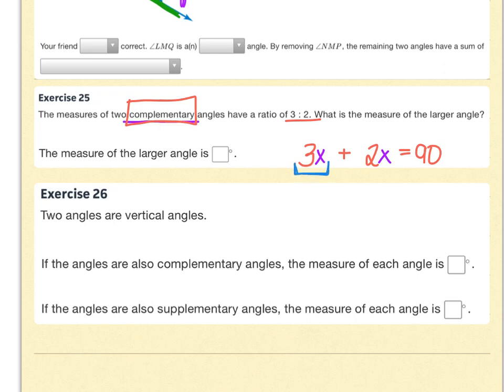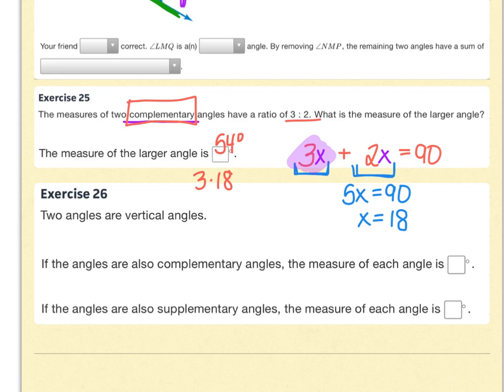And so if we combine our like terms, 3x and 2x makes 5x. And 90 divided by 5 is 18. So x has to be 18. But it does say what's the measure of the larger angle. It doesn't ask us what x is. So the larger angle is either the 3x angle or the 2x angle. Well, obviously the 3x angle would be the larger one. So if x is 18, then I just need to know what 3 times 18 is. And that is 54 degrees. So the larger angle is 54 degrees, and then obviously we'd find out what the smaller angle is by subtracting from 90. But we don't need to do that.